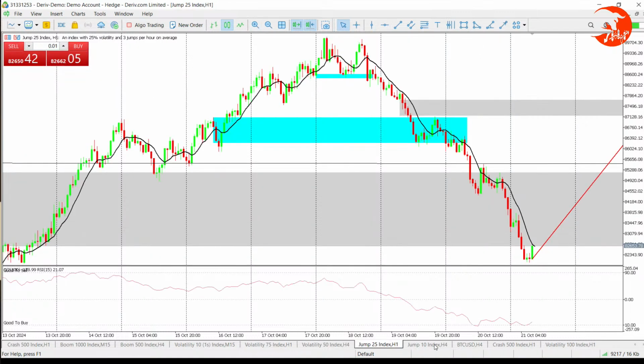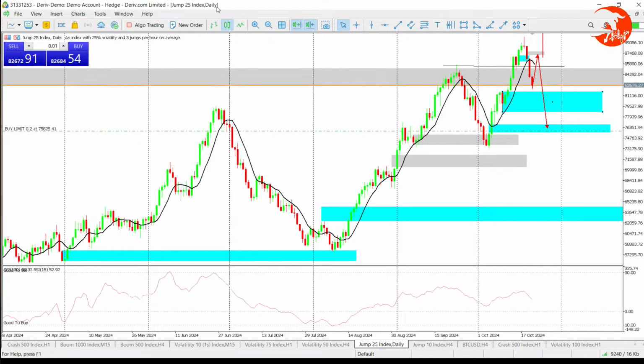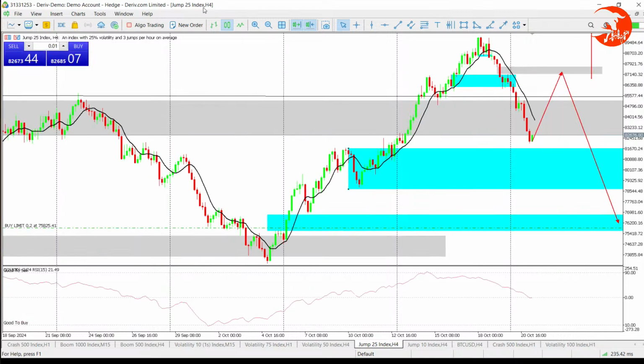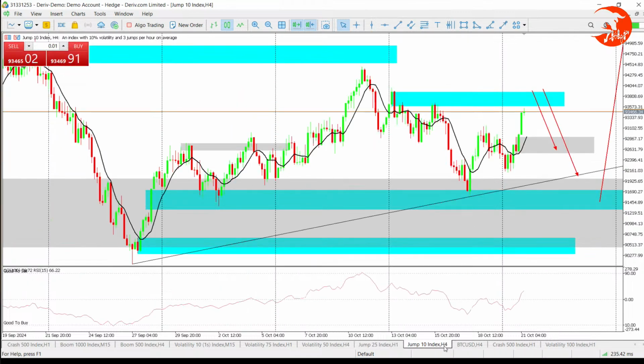All right, so that is V50, jump 25. We are waiting for H1 to give us a retracement, then make our entries for the buys, because we are clearly buying almost on all time frames. Daily we are buying, H4 we are looking for the retest there, and then make a sell probably back here or to this level, then enter the buys again. So we are looking for buys on jump 25. Jump 10, we are waiting for that to reach there, and then we enter sells for the retest to bring us to that order block.